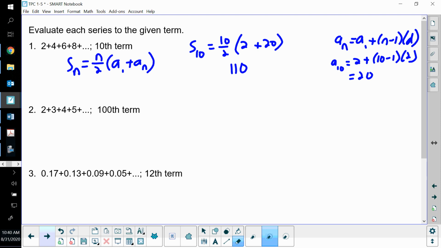All right, I'm not going to rewrite the formula for this one because we have it right above, but we'll have S100 is equal to 100 over 2. Our first term was 2, and we got to figure out what the 100th term is.